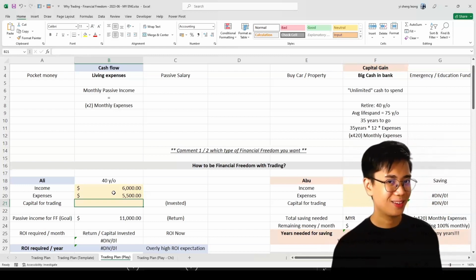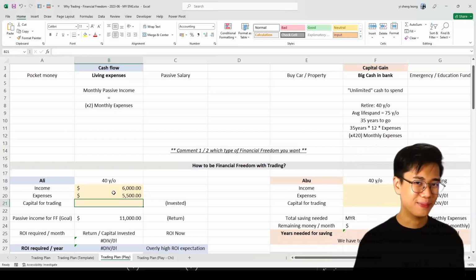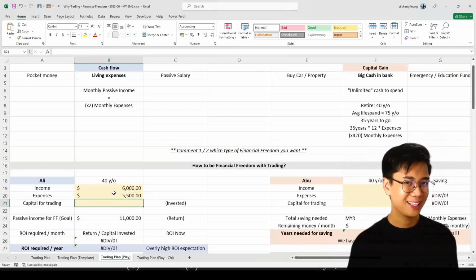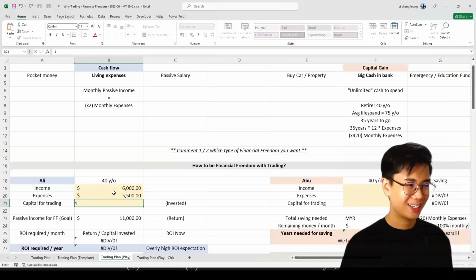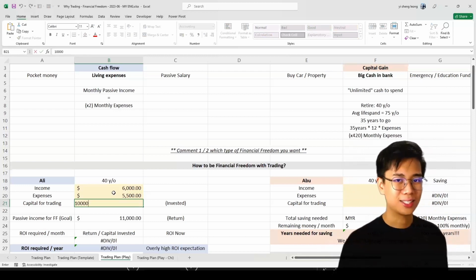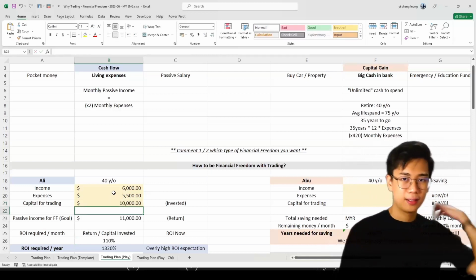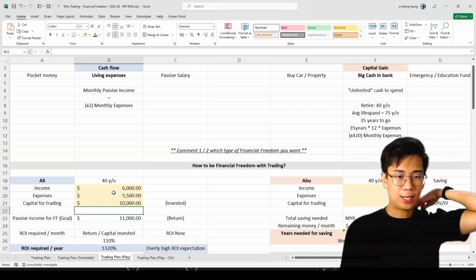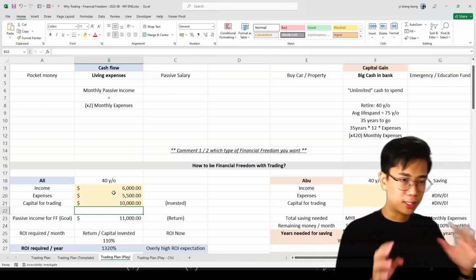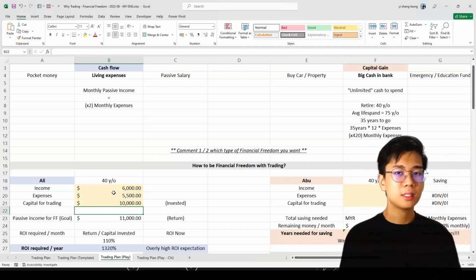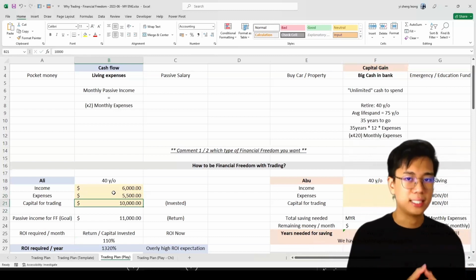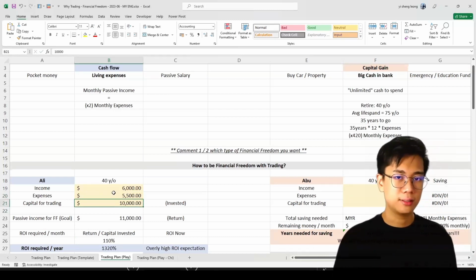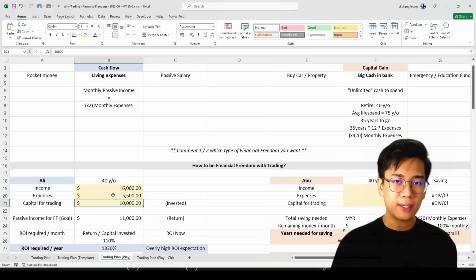250 per month, 500 per month. Okay, I take 10,000, more reasonable. Meaning that right now, for the average 40 year old, the money that is ready to invest is about 10,000, and the expense is 5,500.